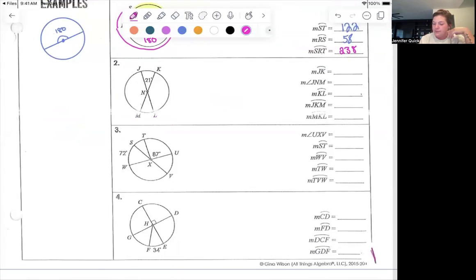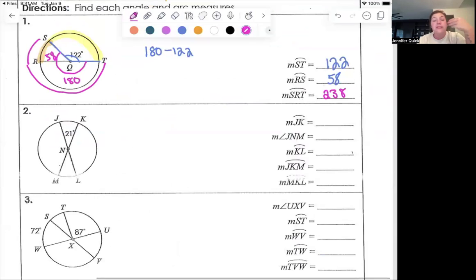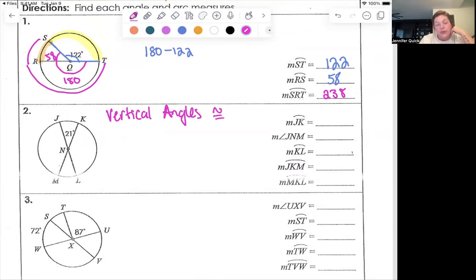Perfect. Cool. Number two. Now, what do you see? What you should see is this thing from Math 2 called vertical angles. And you should know that vertical angles are congruent. Bringing that little symbol back. Congruent. That means they're the same. They measure equal. I do also see some diameters. So I know that this angle 21 and then this angle are also going to get me 180 together.